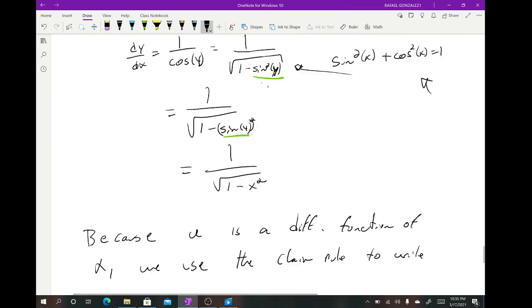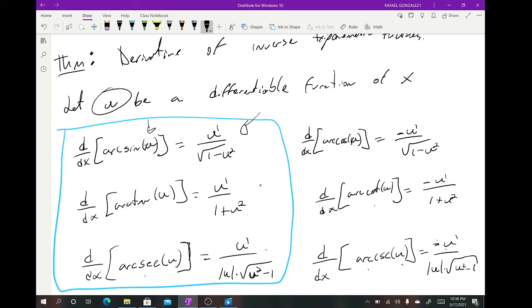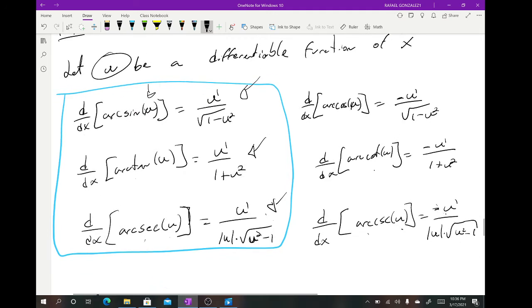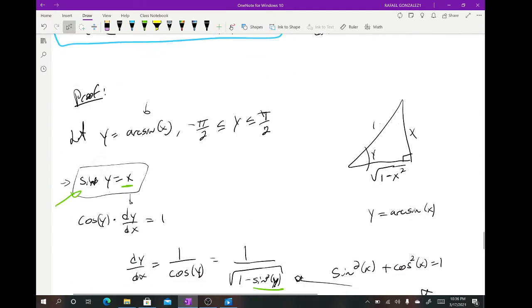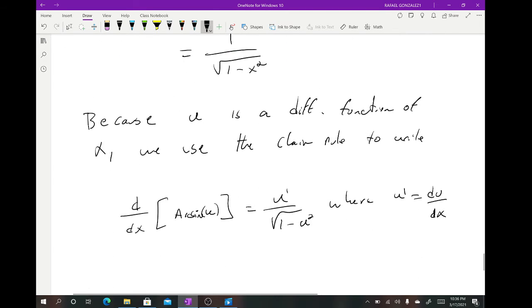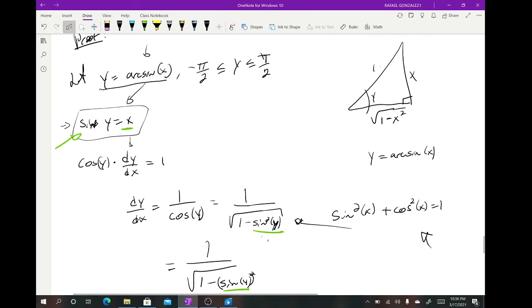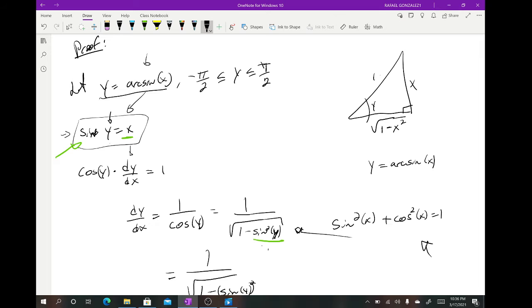All right, so this is how you will prove at least the first one. You could use a similar argument to prove all of them. You could simply start with the definition. When I went from y equals arc sine of x to sine of y equals x, that's by definition of the inverse function. Remember that the inverse is looking at the output to get the input. So here the output is y, and we're looking for the input, which was x.